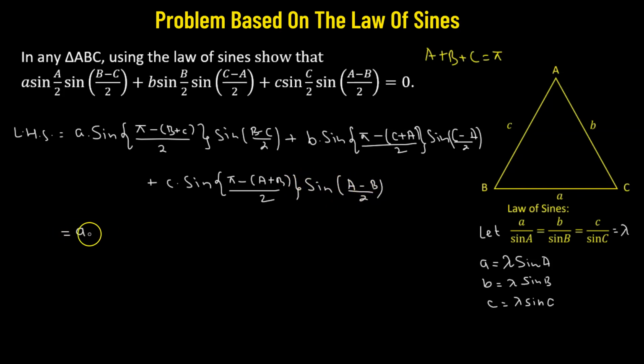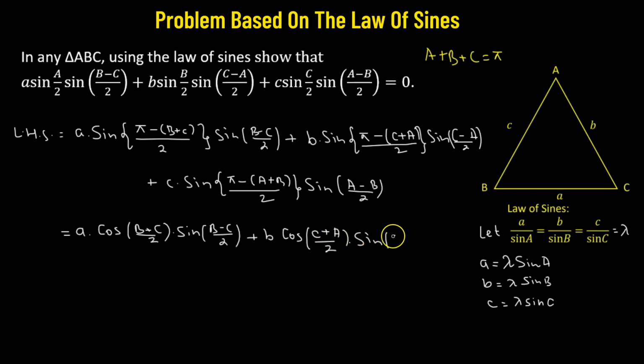Fine. That means we now have a multiplied by, what's the value of sine of (pi over 2 minus (B plus C) over 2)? This becomes cosine. So we get cosine of (B plus C) over 2 multiplied by sine of (B minus C) over 2. This is our first term. Then the next term is going to become b times, so sine of (pi minus (C plus A)) over 2 becomes cosine of (C plus A) over 2 multiplied by sine of (C minus A) over 2. And the third term will become c multiplied by cosine of (A plus B) over 2 multiplied by sine of (A minus B) over 2.